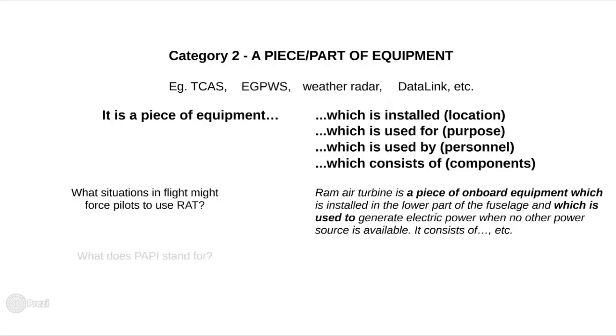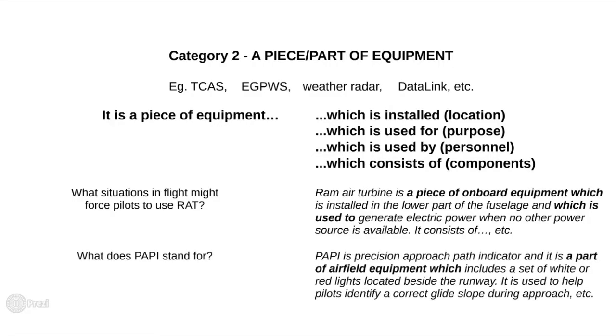Or, what does PAPI stand for? PAPI is a precision approach path indicator, and it is a part of airfield equipment which includes a set of white and red lights located beside the runway. It is used to help pilots identify a correct glide slope during approach.